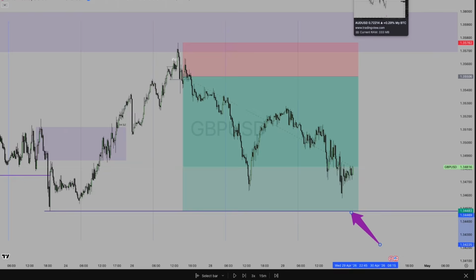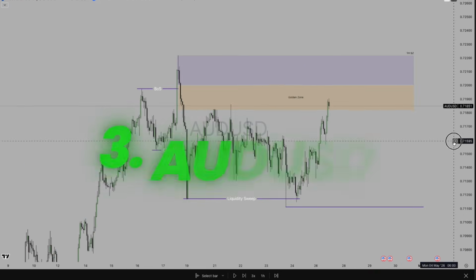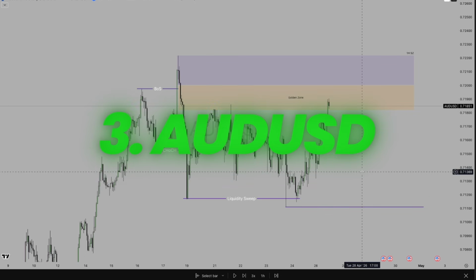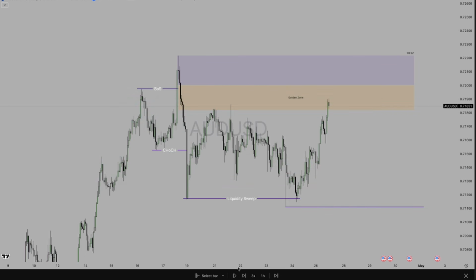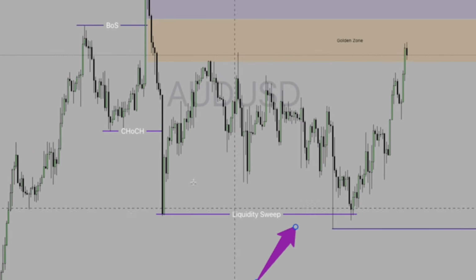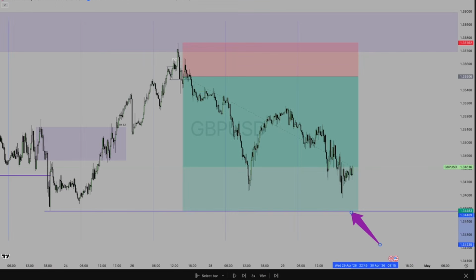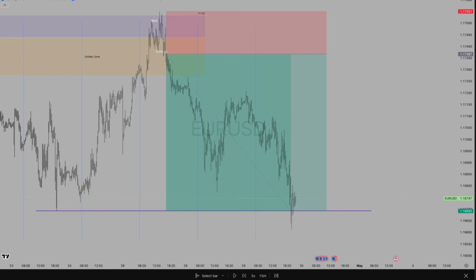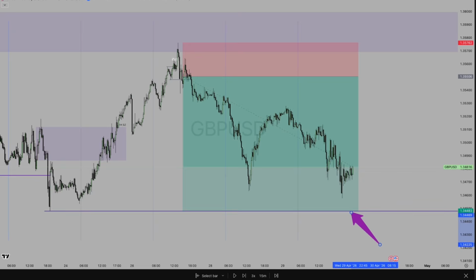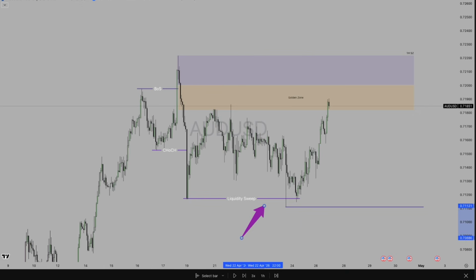Now let's look at the Aussie. For the Aussie dollar, this is exactly the same thing. There's really nothing much here. The only difference is that over here we didn't get a break of structure, we got a liquidity sweep. But this is Aussie US dollar, and Euro US dollar and GBP US dollar are showing dollar strength. So because of that, you can consider that this will likely follow through as well.